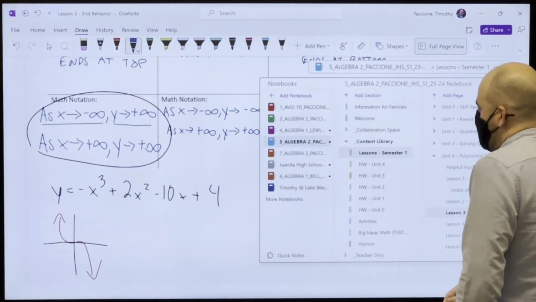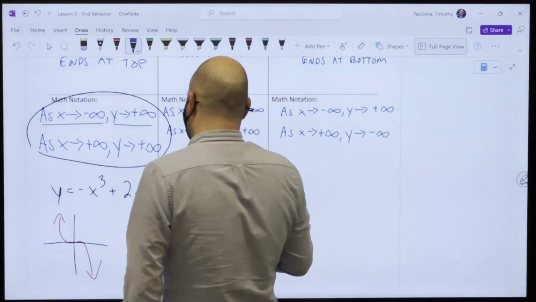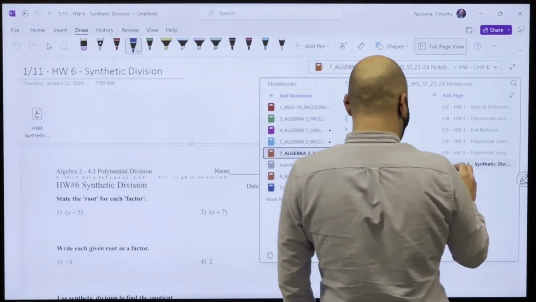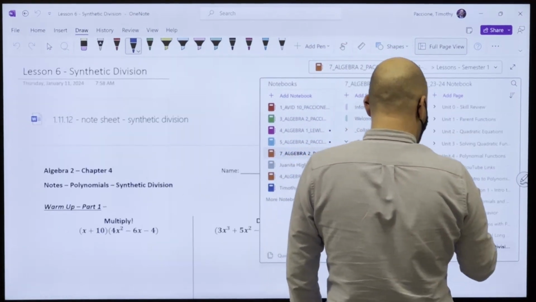And now we are on lesson 3, which was about end behavior. Okay? Oh, am I in the wrong? Yes, I'm in. There we go. Doesn't really matter.